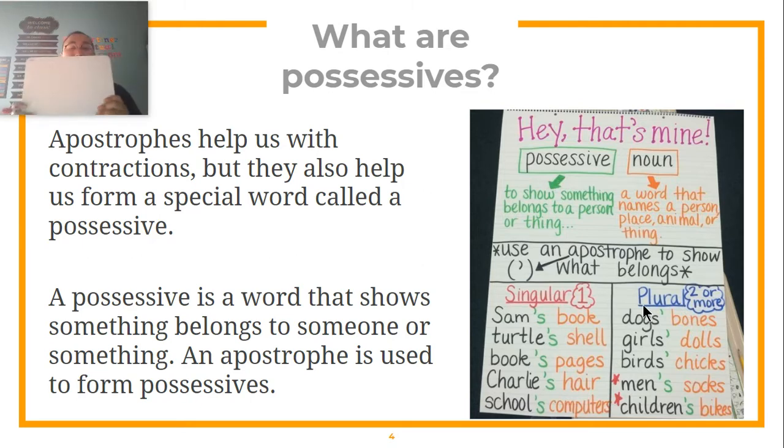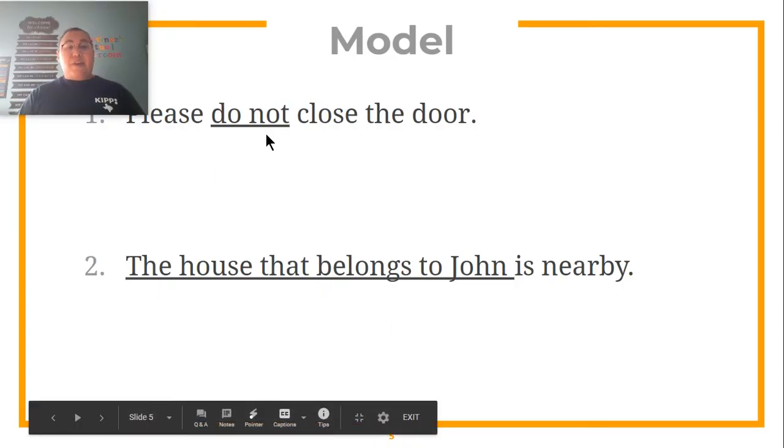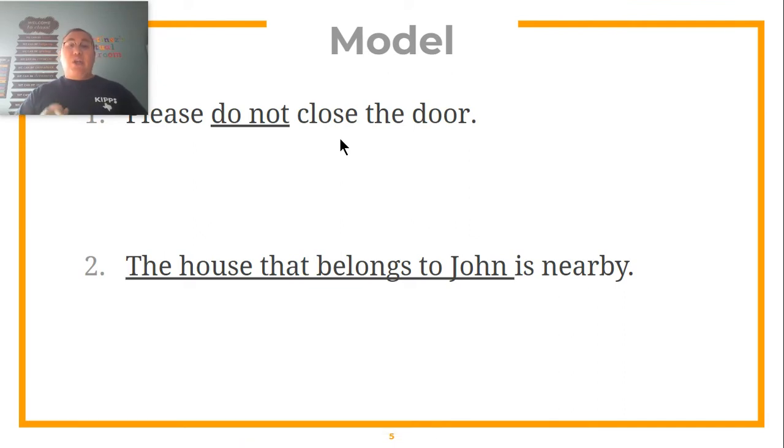And what I would love for you to do is have some sort of whiteboard or a piece of paper because you're going to be able to rewrite sentences. But I want you to practice writing the sentence on a piece of paper and then transferring it to your Google form. So in the first sentence, they want me to rewrite the sentence and use the correct contraction. The sentence says, please do not close the door. So how can I rewrite the sentence and make the contraction that is underlined? What contraction does do not make?